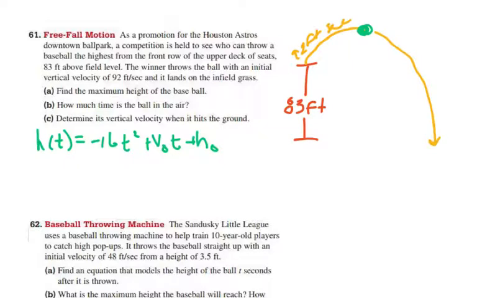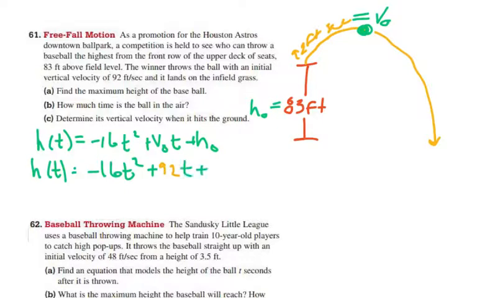Okay. So now we get to fill in our pieces. Looks like 83 feet is going to actually be our initial height, or h with a little 0. And then our 92 feet per second is going to be the velocity with a little zero of initial. And so our height equation becomes negative 16t squared plus 92t plus the initial height of 83 feet.